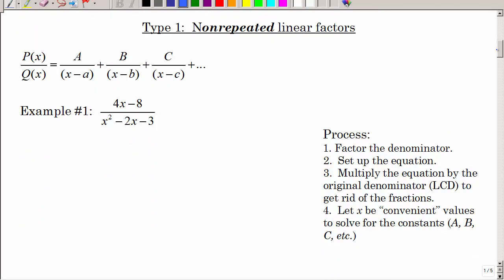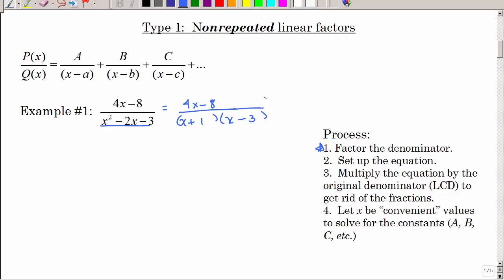What are non-repeated linear factors? You're going to look at the denominator and we're going to factor it. So step 1 is to factor the denominator. So we have 4x minus 8. How do you factor that denominator? It's going to be x plus 1 times x minus 3.